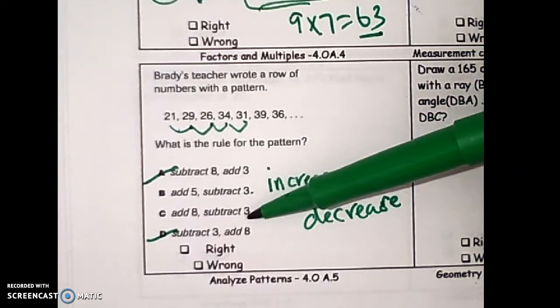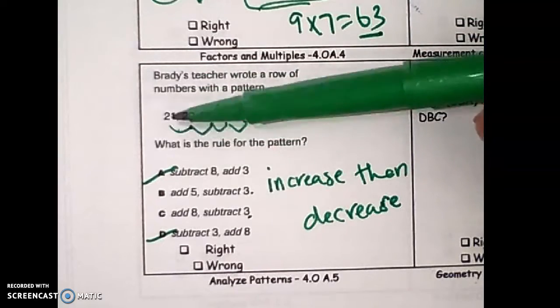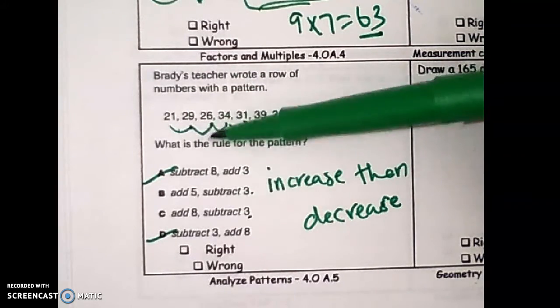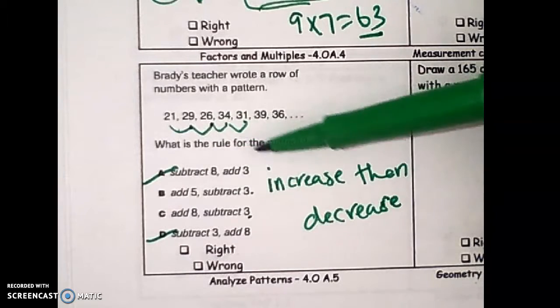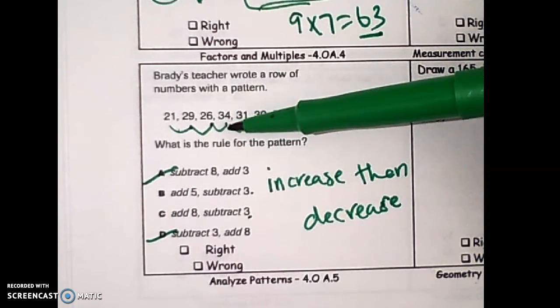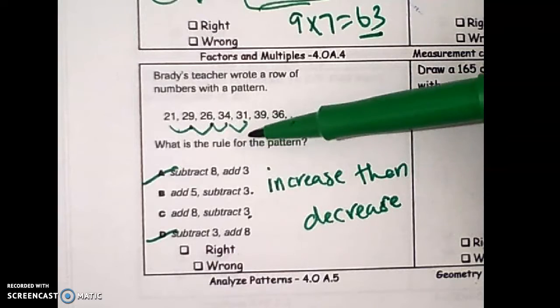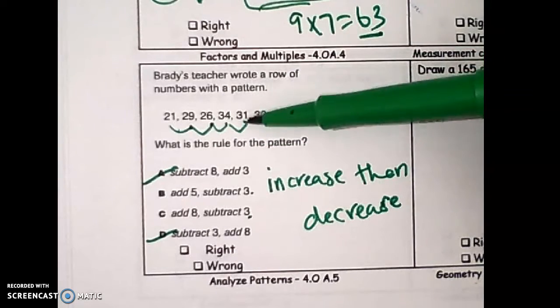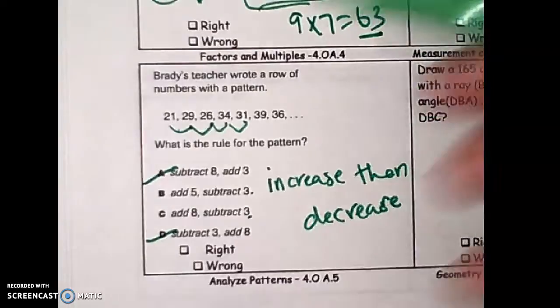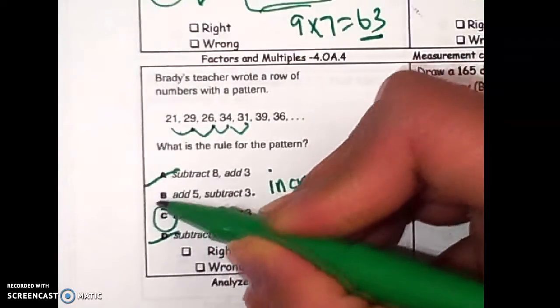Let me try C. Add 8, 21 plus 8, yes, that gives me 29. Subtract 3, yes, that gives me 26. Let me try with the next one. Add 8, yes, that gives me 34. Subtract 3, yes, that gives me 31. Add 8, 39, yes, subtract 3, 36. Yep, that makes sense. So we know our answer is C.